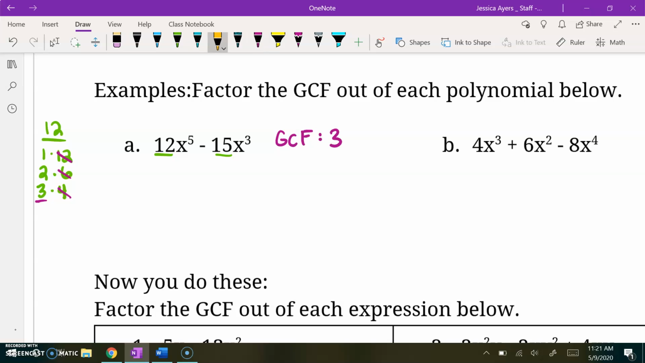Then we look at the variables. x to the 5th and x cubed means that our variable will be x to the 3rd. So what we want to do now is divide both terms by 3x cubed. If you remember back to properties of exponents, when you're dividing monomials like this, first you do 12 divided by 3. So we're at 3x cubed, that's our GCF.